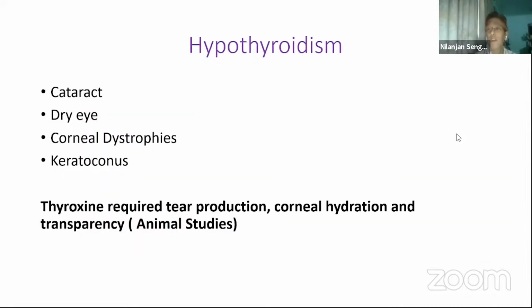Now we come to hypothyroidism. We are more concerned about thyroid eye disease, that is TAO, thyroid-associated orbitopathy, in association with hyperthyroidism, euthyroidism, or hypothyroidism, spontaneous or iatrogenic. But apart from thyroid-associated orbitopathy, hypothyroidism per se is associated with greater incidences of cataract, xerophthalmia, corneal dystrophy, and keratoconus. This is because thyroxine is required for tear production, corneal hydration, and transparency, of course in animal studies. Therefore, severe, long-standing, untreated primary hypothyroidism can lead to a dry eye.